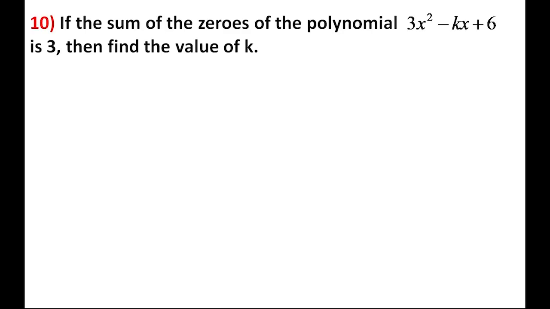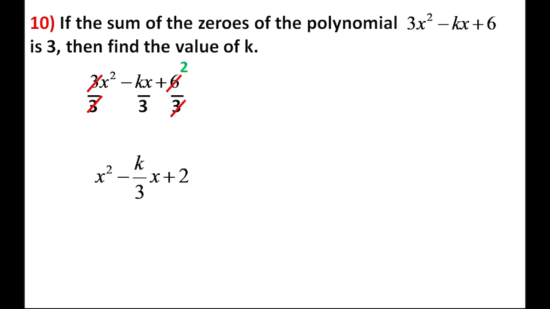Moving to the next one. If the sum of the zeros of the polynomial is 3, then find the value of k. See, our polynomial is 3x square minus kx plus 6. I told coefficient of x square must be 1. So we must divide with 3 and it will be x square minus k by 3 x plus 2.